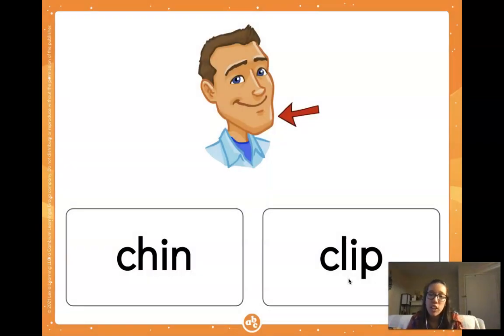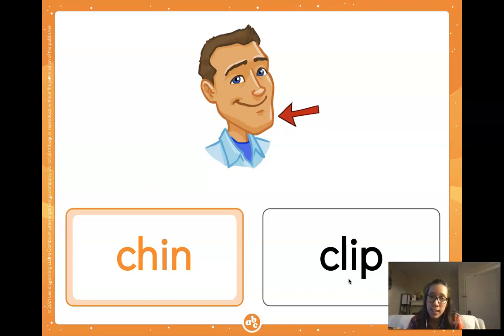This is a picture of a chin. First, let's think about how many sounds we hear in the word chin. That's right, there are 3 sounds in the word chin. Ch, i, n. Now look at the words at the bottom. Which of those words says chin? Very good, it's the word on the left. We know that because we know that CH says ch. It's a consonant digraph making one sound. So that's how we ended up with 3 sounds in that 4-letter word.